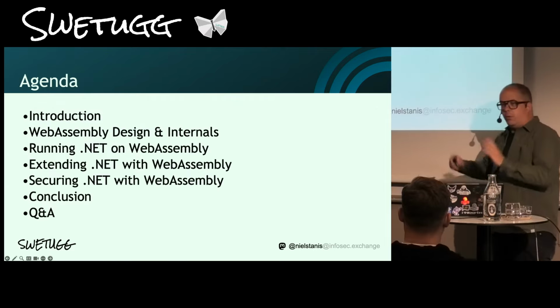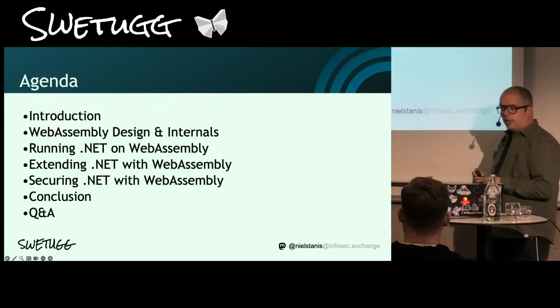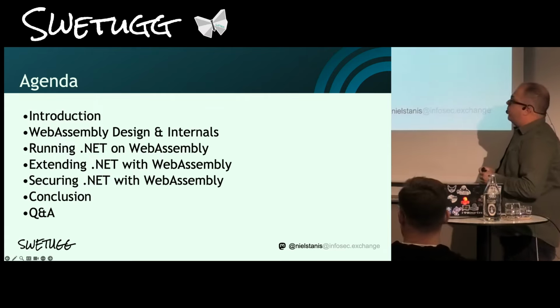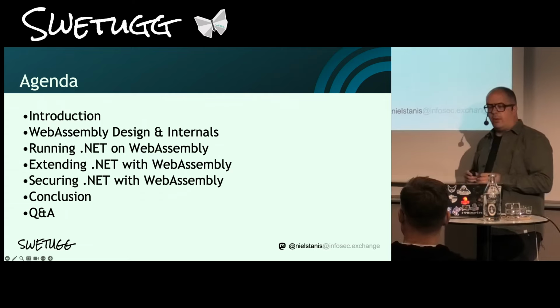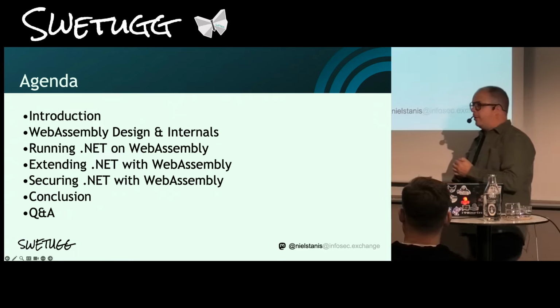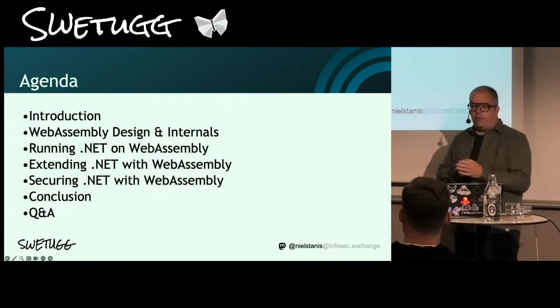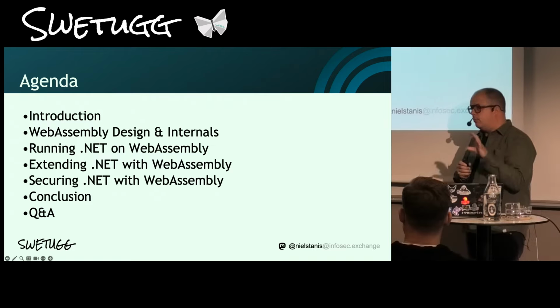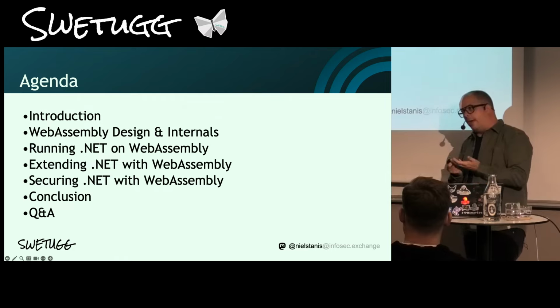Now let's move to what happened with .NET, right? So I first want to briefly introduce some designs and some internals and some of the things why I think WebAssembly is secure and how it works and how it's built up. Then we're going to run some .NET on WebAssembly. You can probably figure out what that will be. And then we're going to focus more on taking modules and running them inside a .NET application by extending it. And then at the end, that's close to what I like about WebAssembly as well.